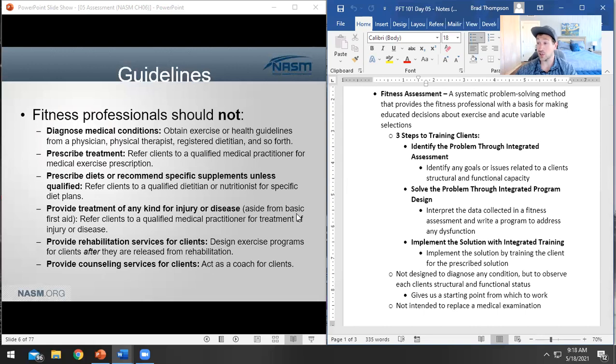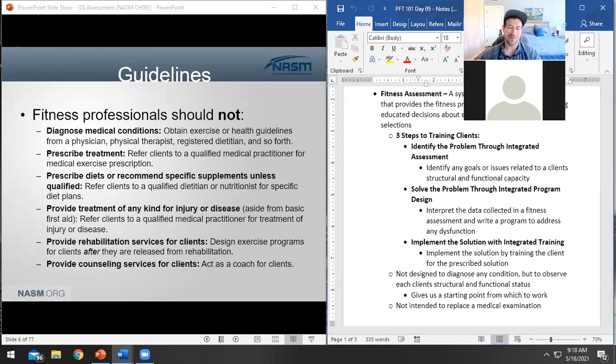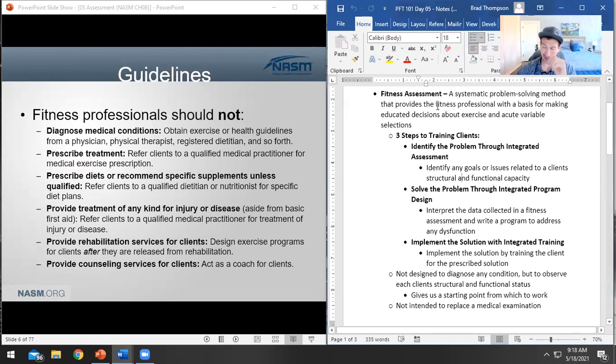Obviously, aside from basic first aid. You are absolutely, by the way, guys, someone brought this up, I think last mod, or maybe the mod before it. If your client sprains their ankle in the gym, of course you are allowed to help them. Yeah, absolutely. You can give them an ice pack, basic first aid, things like you can stop the bleeding, right? You are totally allowed to do those things, just like you're allowed to administer CPR and AED if an emergency ever arises. But we don't provide treatment for any specific diseases. We are not treating a disease.